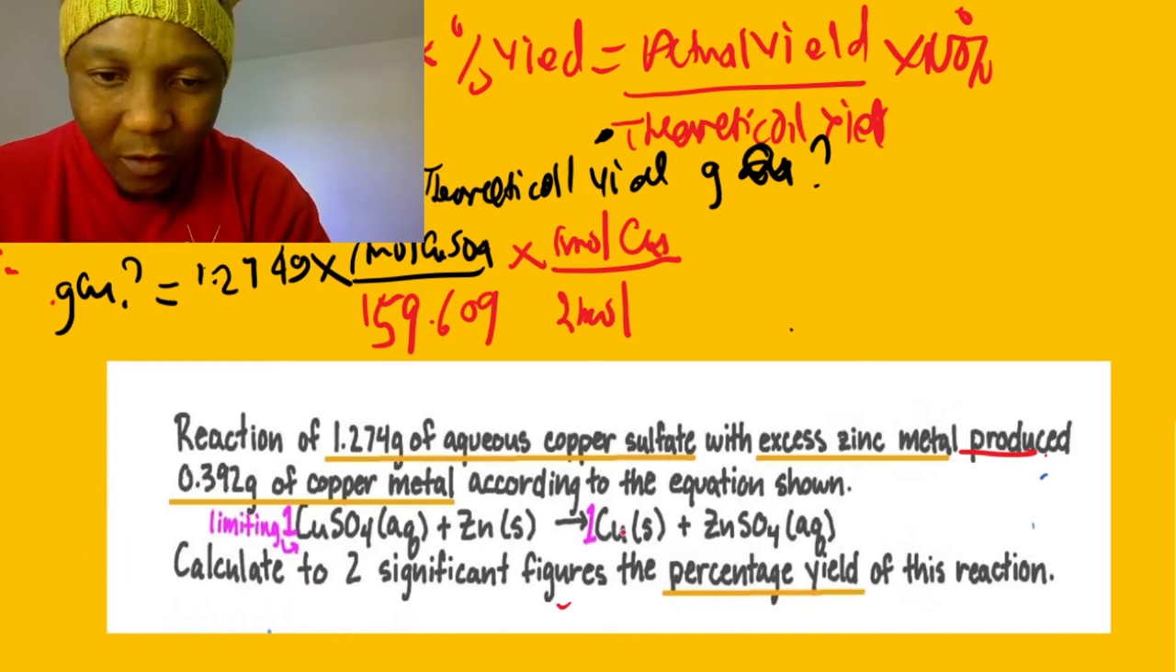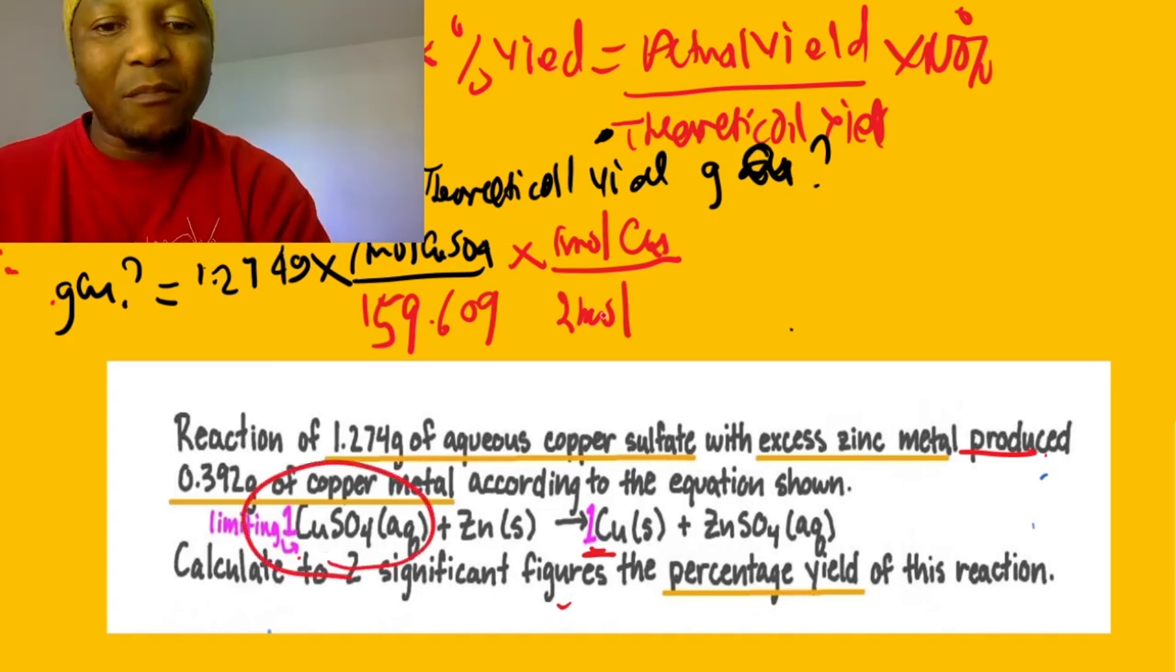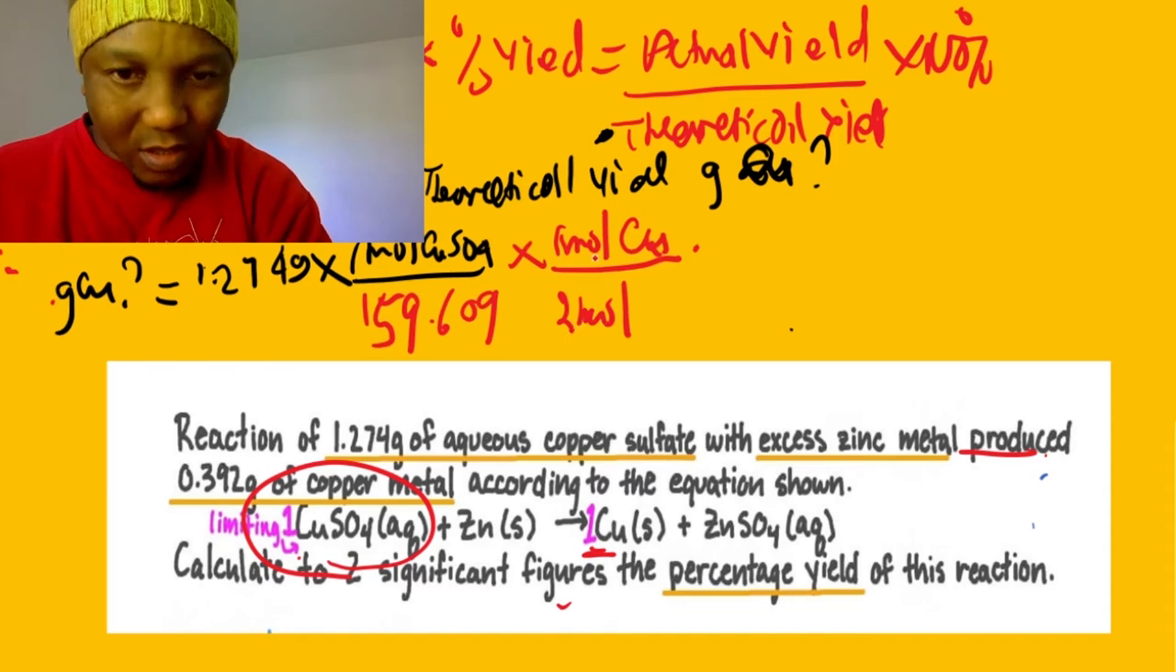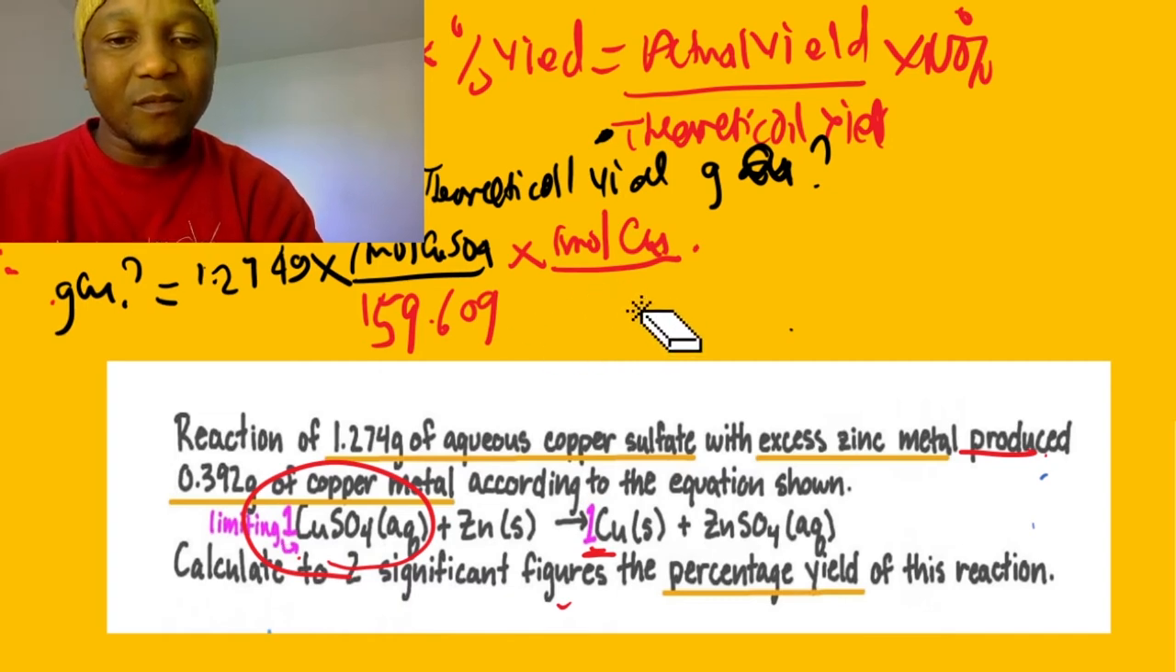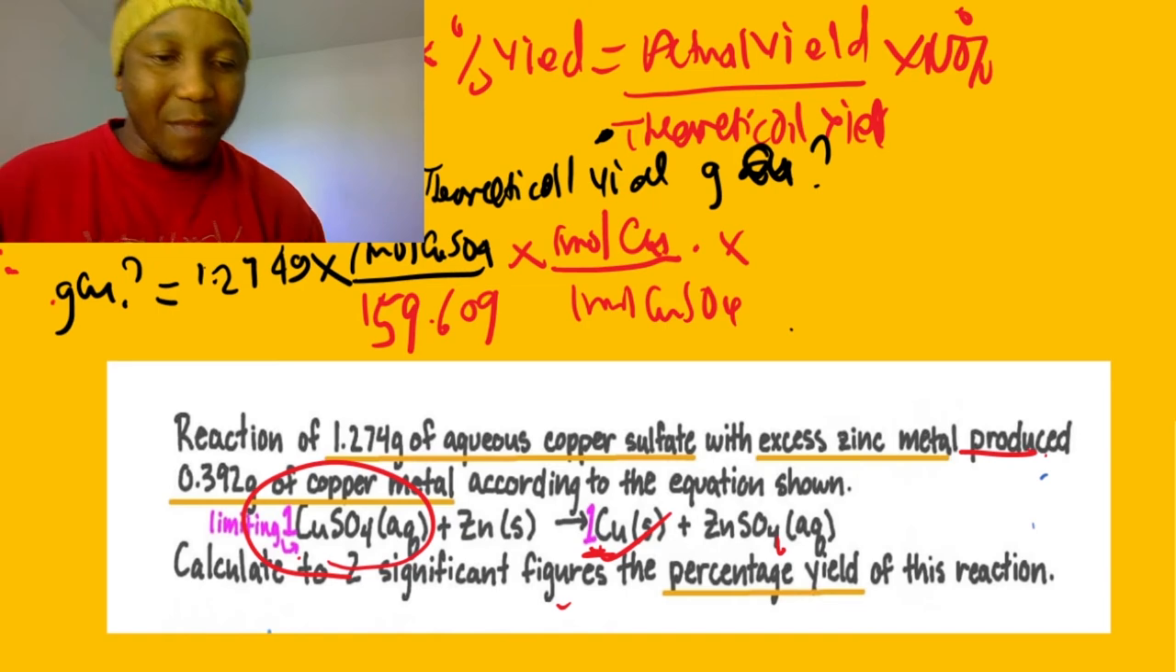See, one mole of what produced our copper is just one, and where the copper comes from, it's because this reactant reacted, which is one mole. So you multiply by one mole of copper, and also one mole of copper sulfate, because we produce that from copper sulfate, one mole. And then we multiply now.